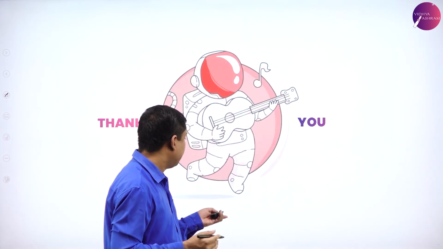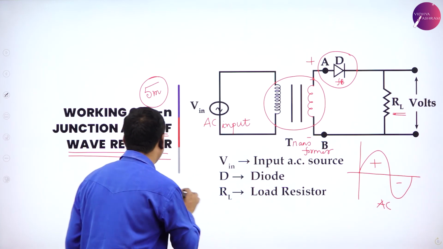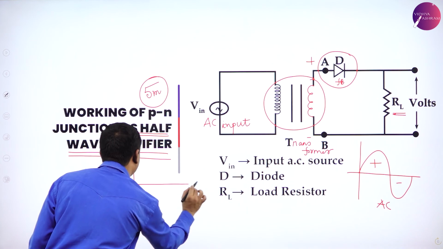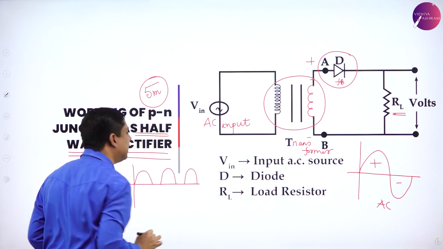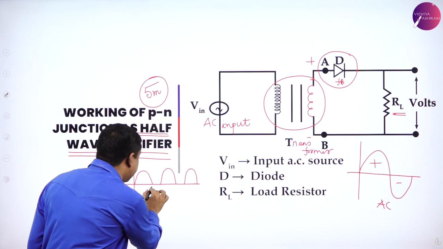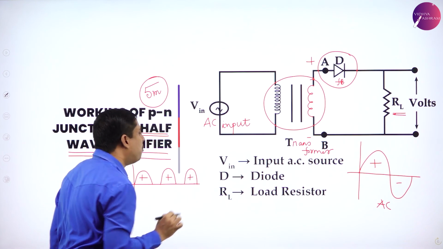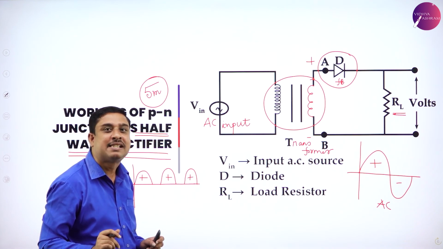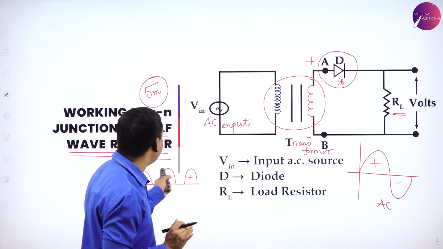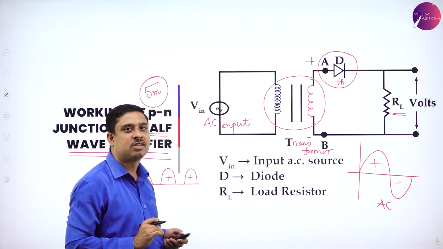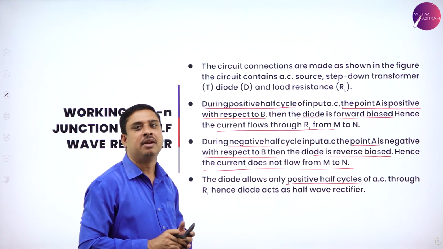So clearly we have this circuit diagram here. If you observe the output waveform, it is something like this. You can see the negative half cycles are absent. Only positive half cycles are present. Only positive half cycles are rectified. And this is what is called half wave rectification.